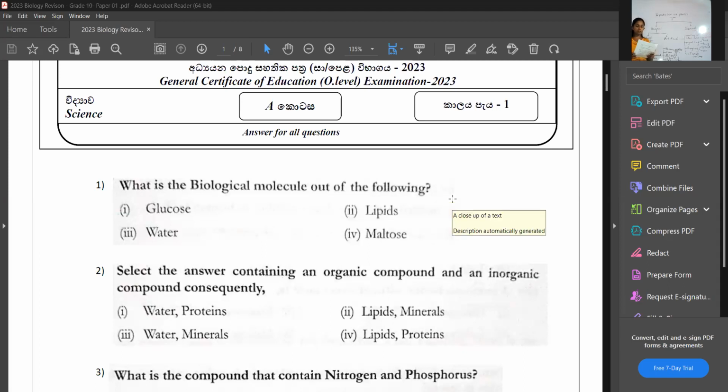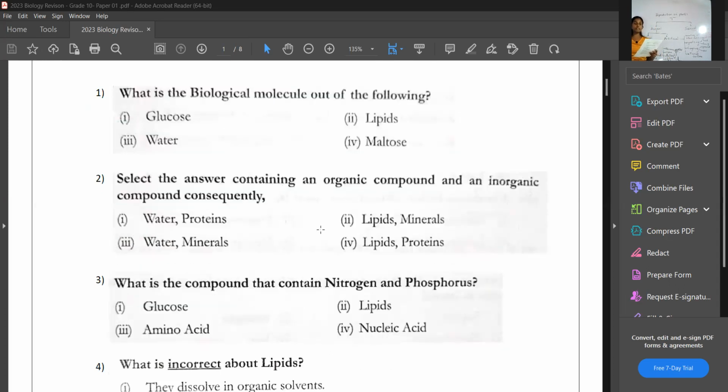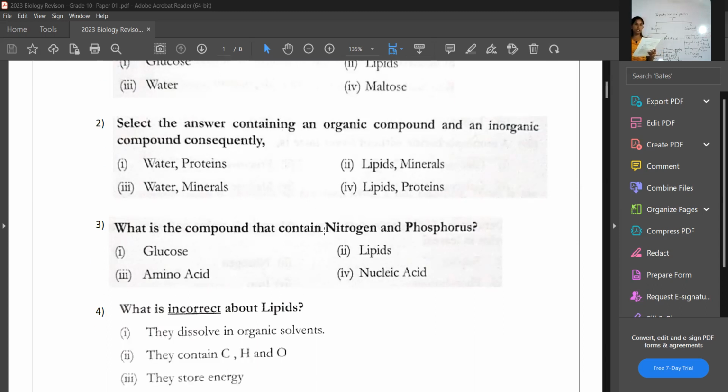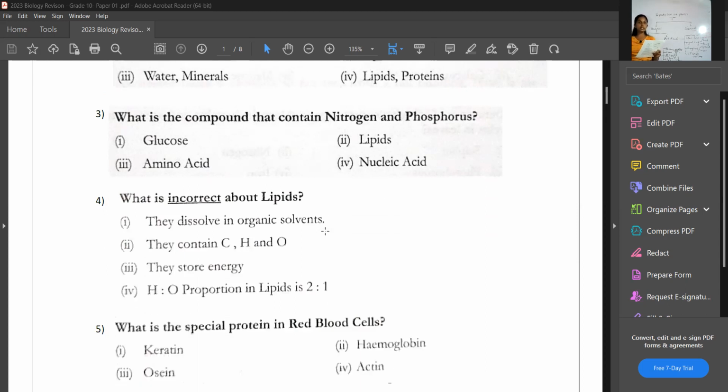For the first one, what is the biological molecule out of the following? That should be lipid, right? Second one, select the answer containing an organic compound and an inorganic compound consequently. The second answer, lipids and minerals, right? What is third one? What is the compound containing nitrogen and phosphorus? Fourth answer, nucleic acid, right? Then fourth one, what is the incorrect about lipids? It should be the fourth answer. Hydrogen and oxygen proportion in lipids is 2 to 1. That is the incorrect one.